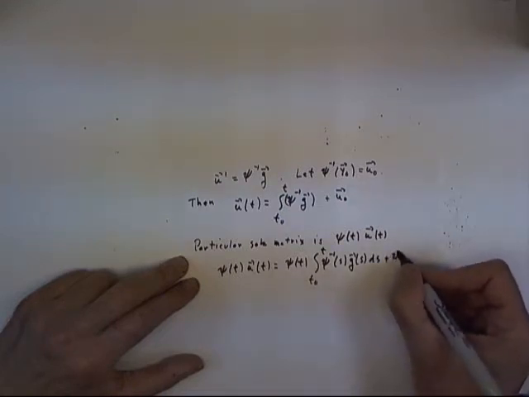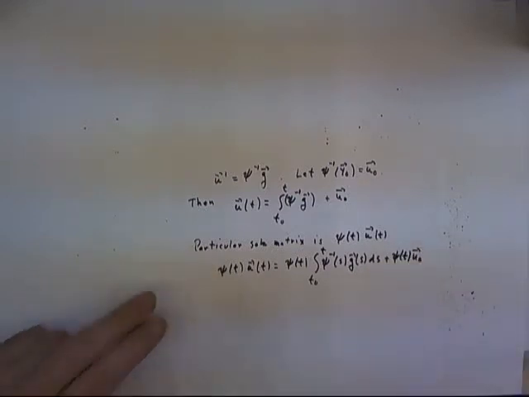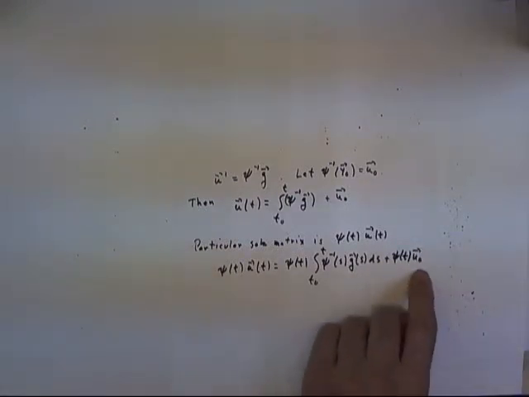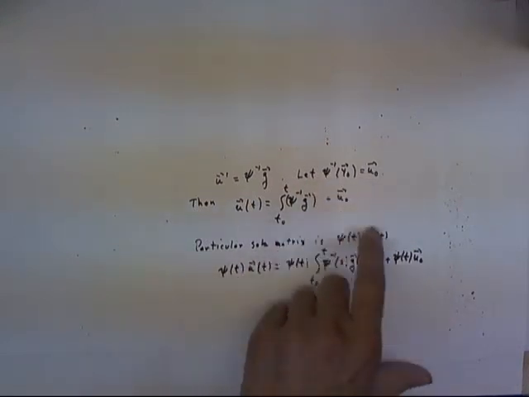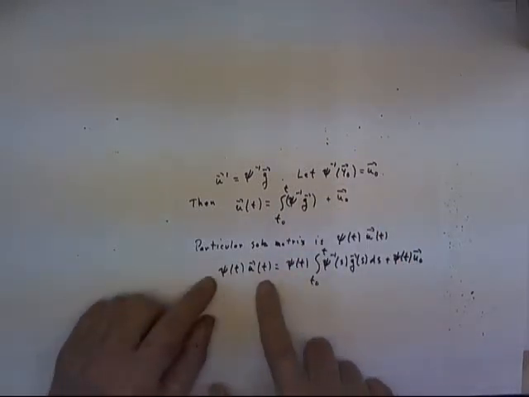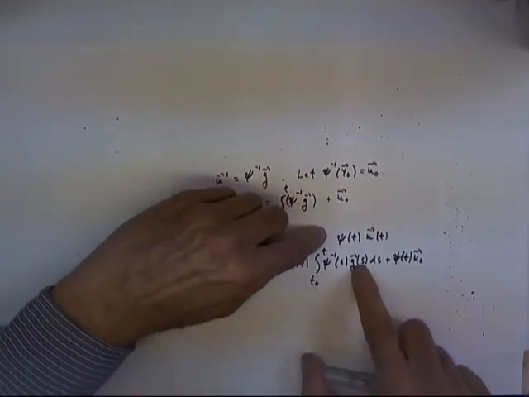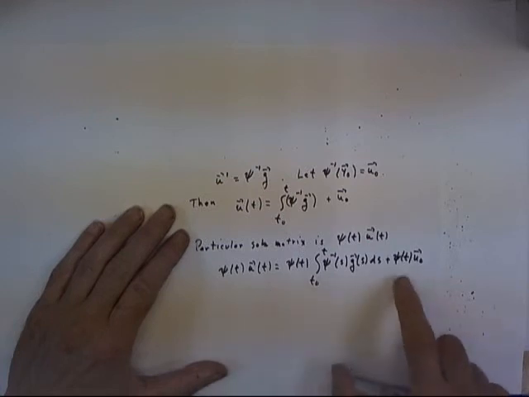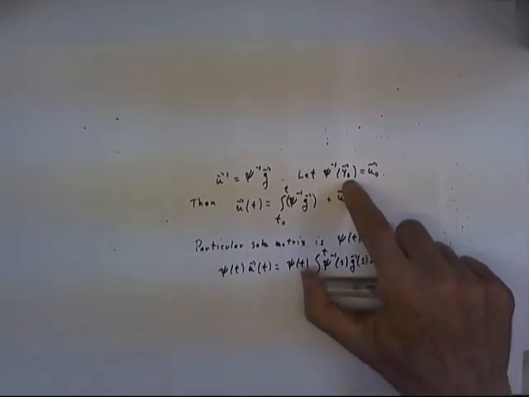And then we add psi of t times u naught. And of course, psi of t times u naught, since u naught is psi inverse of y naught, psi times psi inverse of y naught is just going to give us y naught. So again, this solution is going to satisfy the condition that when t equals t naught, making this integral 0, we do get a solution that is equal to our original initial condition y naught.